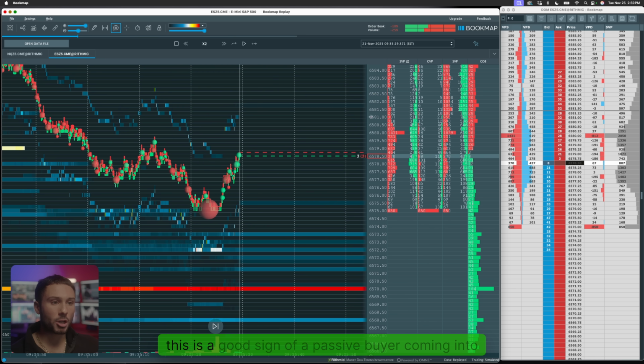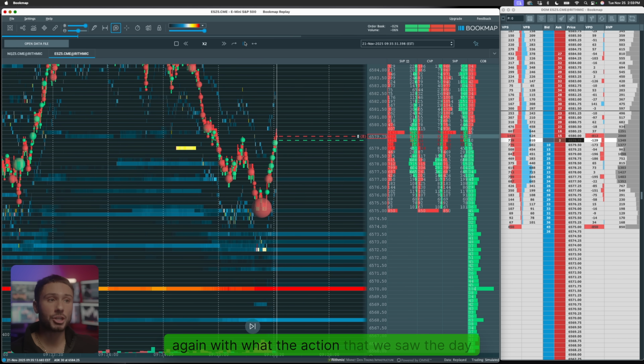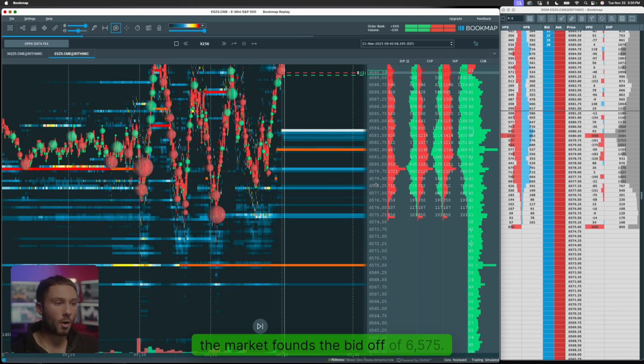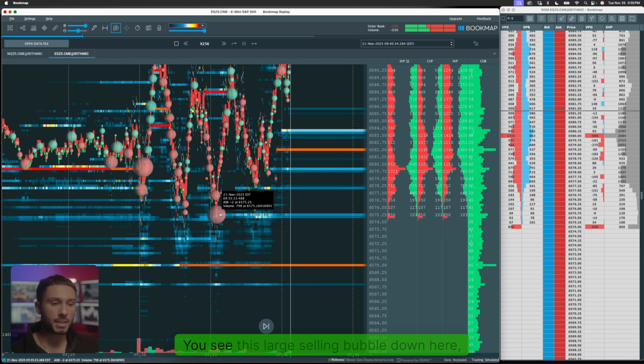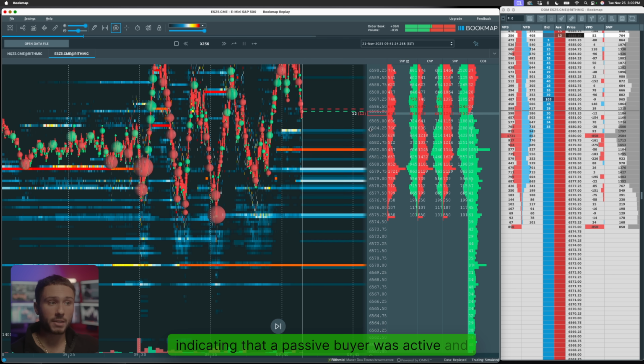And to me, this is a good sign of a passive buyer coming into the market, again, with the action that we saw the day before. So at this point, the market found the bid off of 65.75, right? You see this large selling bubble down here indicating that a passive buyer was active and present.